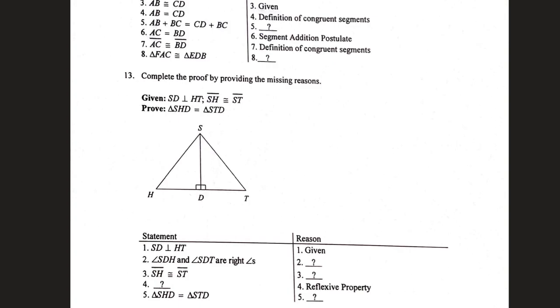AB is equal to CD. Well, we know that because it was given to you. Now what we're doing in the next step is adding BC to both sides. So that's the addition property.